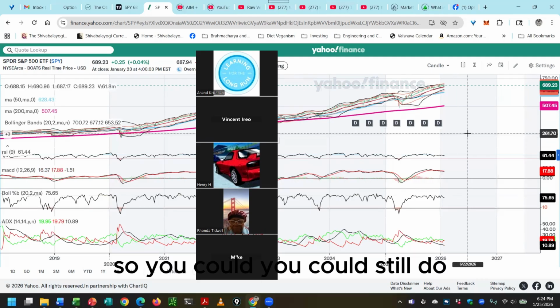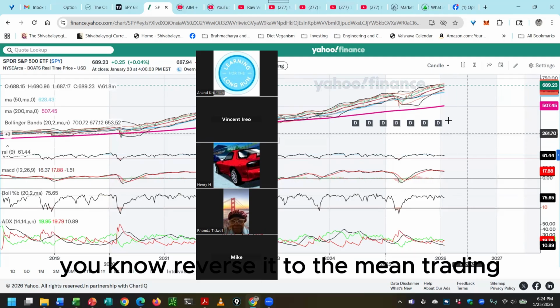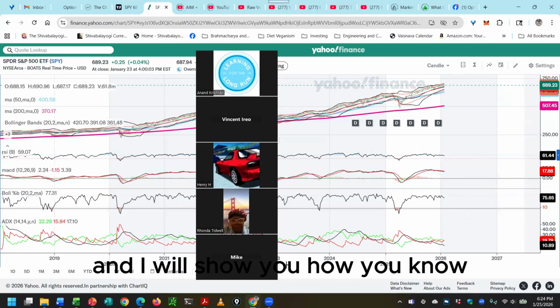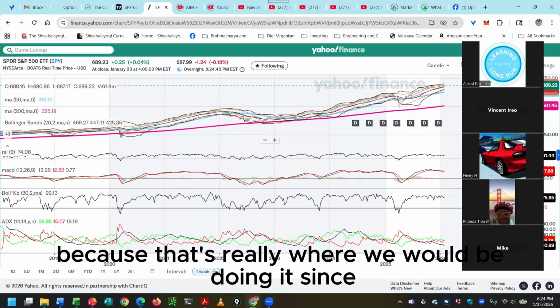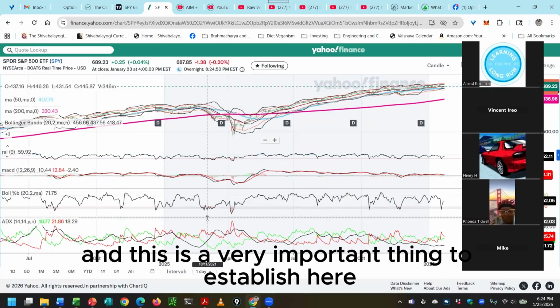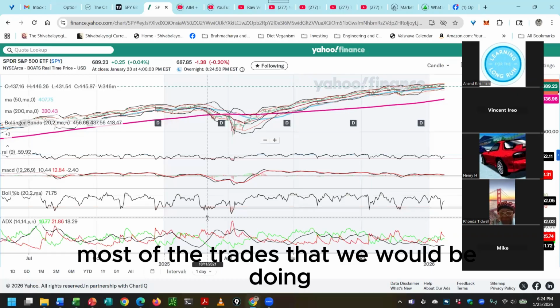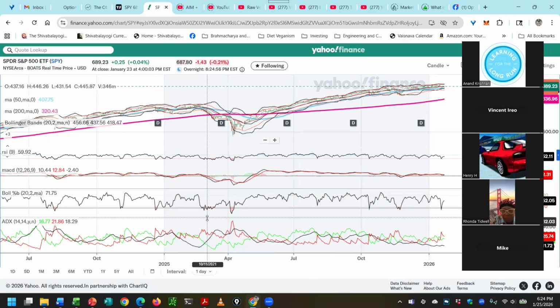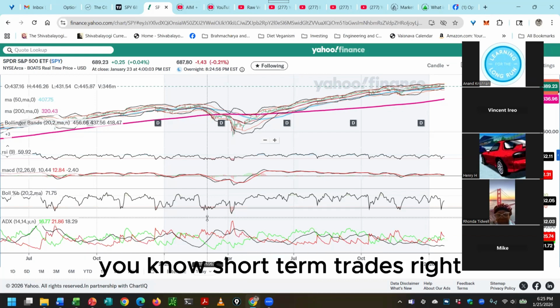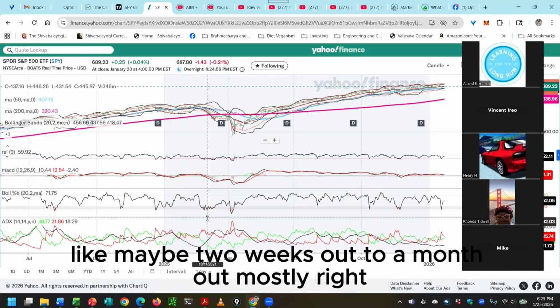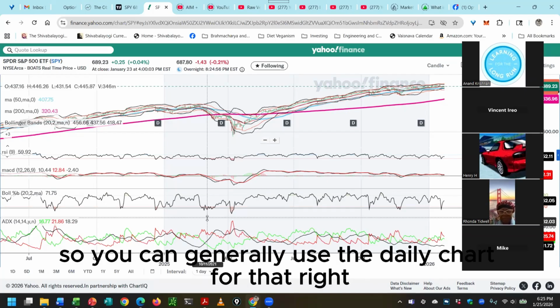Right. So you could still do reversion to the mean trading, and I will show you how that works on the daily chart, because that's really where we would be doing it. This is a very important thing to establish here: most of the trades that we would be doing using RTM trends are going to be short-term trades, maybe 2 weeks out to a month out mostly. So you can generally use the daily chart for that.